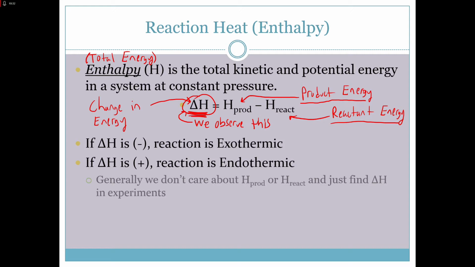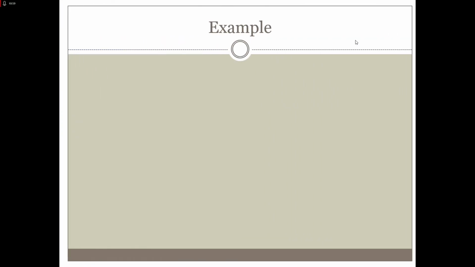And like I mentioned, generally we don't really care too much about the energy of the products or reactants because that's not entirely useful. We just tend to find the change in enthalpy so that we know whether the reaction is exothermic or endothermic, and by extension, how much energy is either released or absorbed.